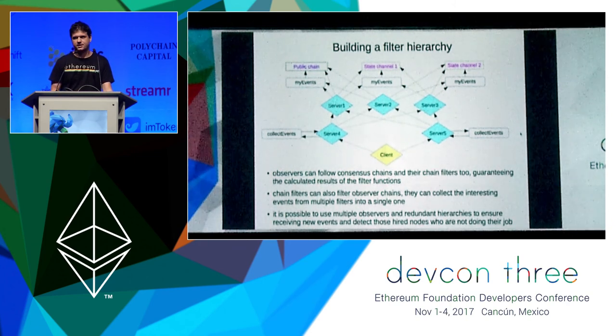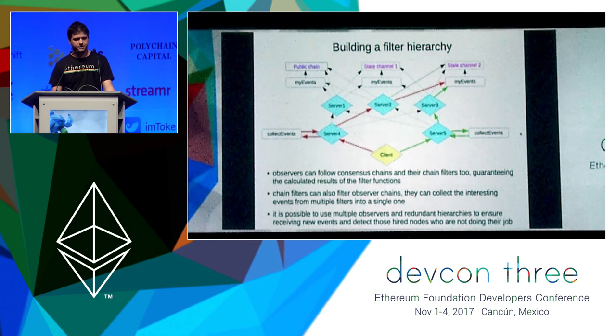Maybe in some case it would be enough to just hire a few servers and collect the results, but it is possible that we have such a huge hierarchy and we want to observe so many chains that we might need additional layers of servers. In this case, they are servers 4 and 5, who are observing the observer chains of servers 1, 2, and 3, and run their own chain filter called collect events that could filter and collect all the interesting events for our client. So the client can very conveniently just contact the last layer of helping servers and receive just the interesting results.